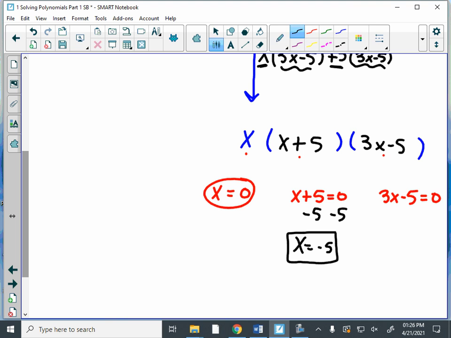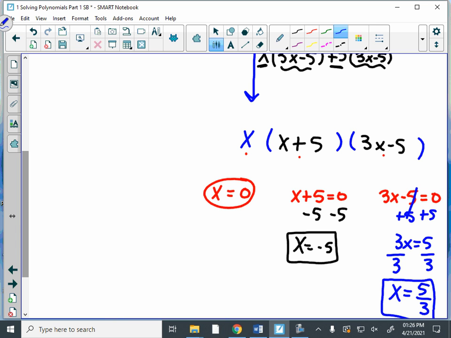Here, when I solve, move the 5 over, divide by 3, so x is equal to 5/3. And there we go. There's problem 2.